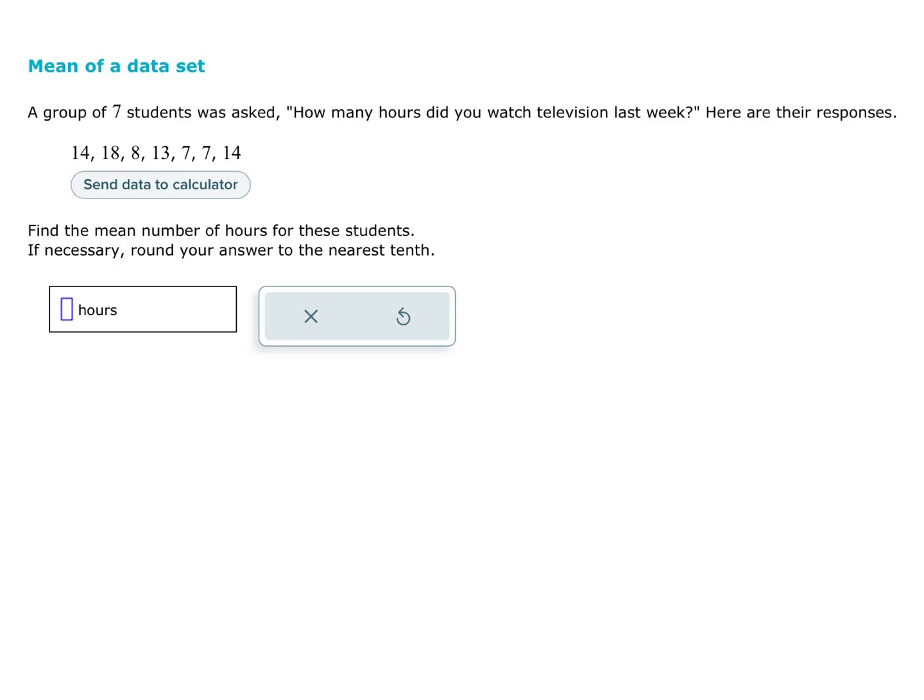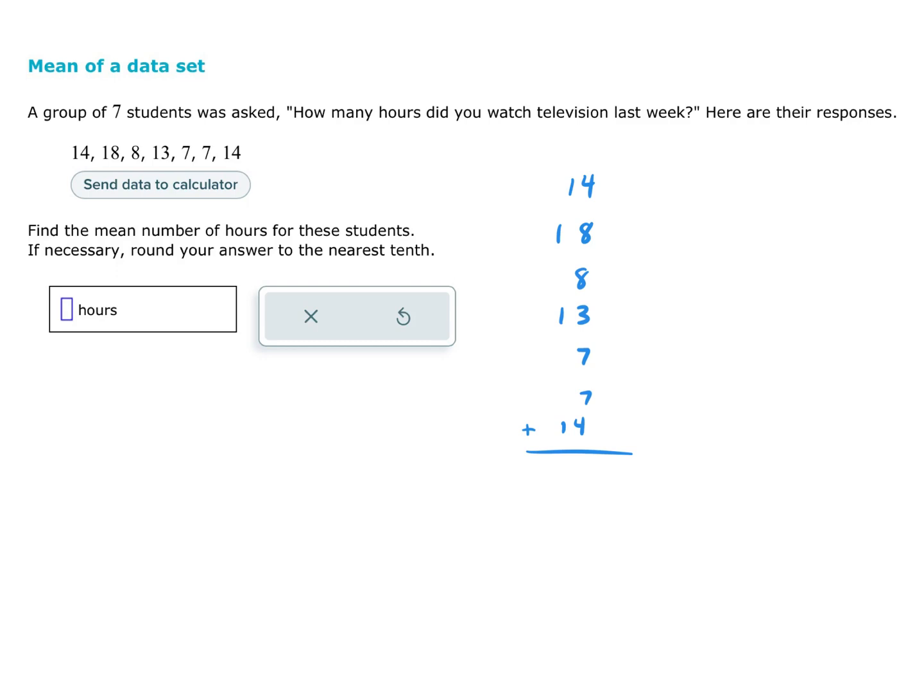This first problem says a group of 7 students were asked, how many hours did you watch television last week? Here are their responses. So we're going to find the mean for all of this. And notice that it does have a button that says send data to calculator because you're going to want to add all of this up. And a big long list of data you generally aren't going to add by hand. So I would recommend sending it directly to the calculator. I don't have that, so I'm going to have to quickly add this by hand.